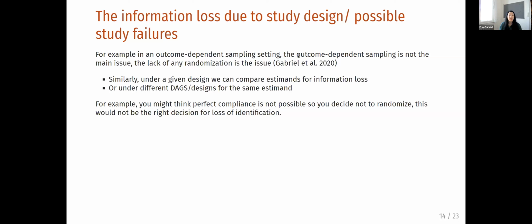Or under different DAGs, for the same estimand, like we did in the outcome-dependent sampling, you can compare the information loss. So for example, you might think when designing, let's say, a randomized trial, that perfect compliance is not possible. And so you decide not to randomize, but this would to me be an obviously poor choice because that's what's going to drive your ability to exclude the causal null in many cases. And you're going to have more identifiability, you're going to have narrower bounds with the IV in general than without it.